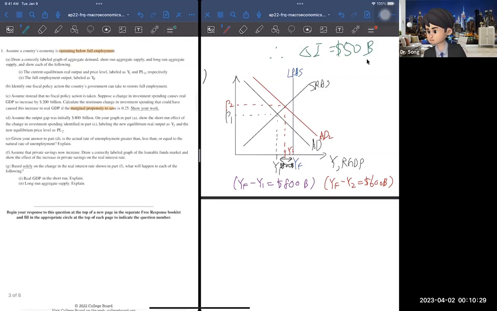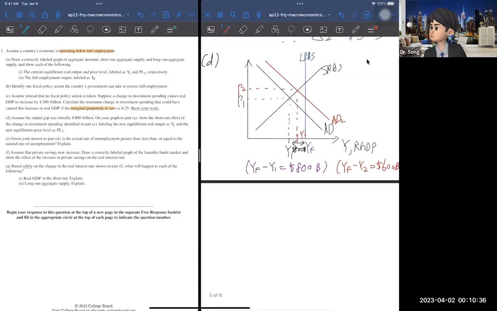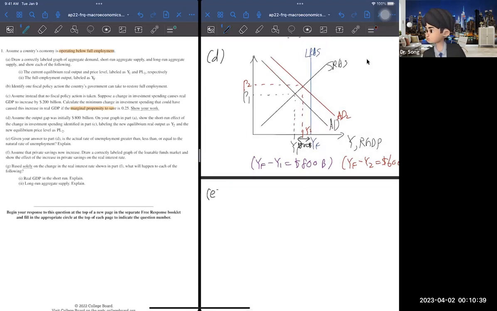Given your answer to part D, is the actual rate of the unemployment greater than, less than, or equal to the natural rate of the unemployment? Well, from the graph, YF captures the natural rate of the unemployment. Let me denote the UF, okay? But still, our current output is less than the YF, so that means that Y2 is less than YF. That means unemployment, when we are producing the output Y2, is greater than UF. Does it make sense?